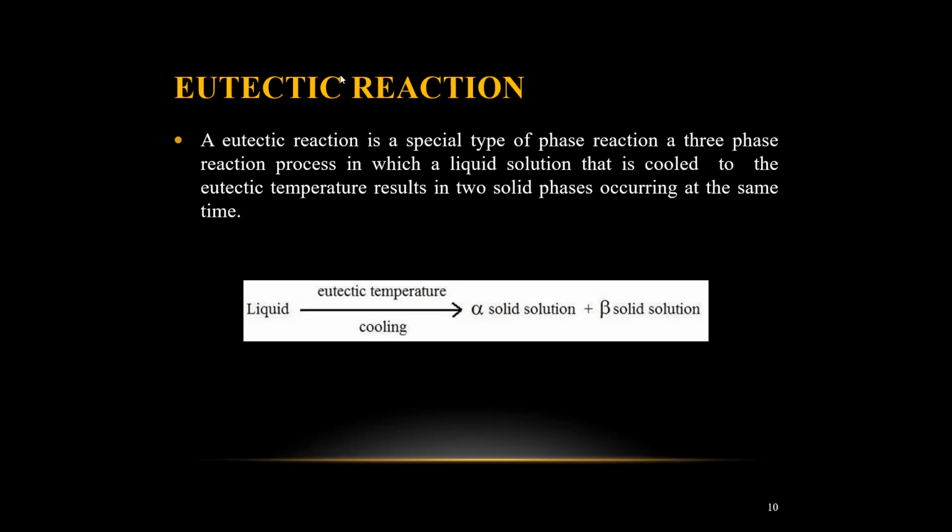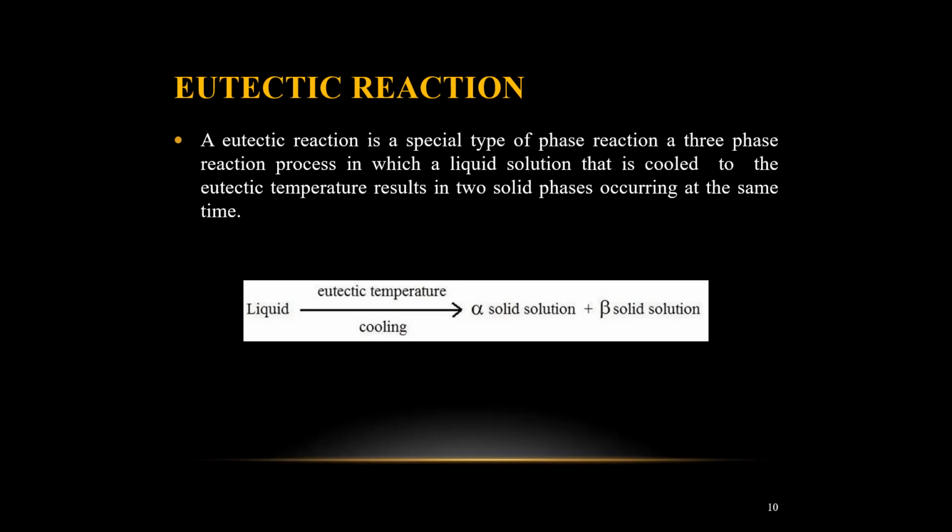The first reaction is the eutectic reaction. So what is a eutectic reaction? It may happen in two ways. If you heat the material, the two solids will combine and give you a liquid. If you are cooling from the liquid phase, then it will give you two solids. That is the eutectic reaction.